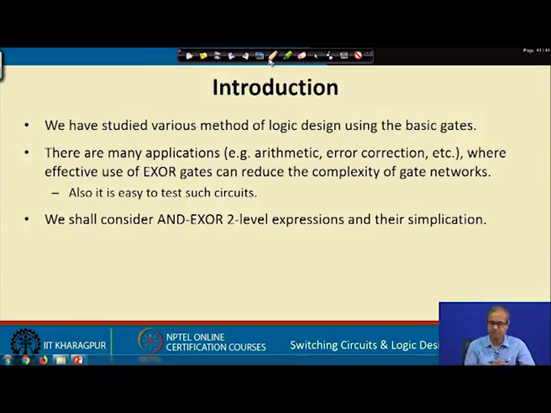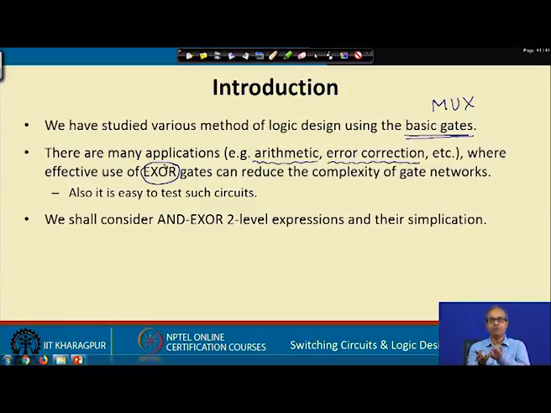So, what we have just now mentioned is that we have already studied various methods of logic design using basic gates and also using functional modules like the multiplexer. But there are many applications. You think of arithmetic, addition, multiplication, this kind of operations. Well, you had looked at the Hamming error correcting codes earlier, so error corrections. There are applications in communication, decoding, encoding, various such applications where we use exclusive OR operations very heavily.